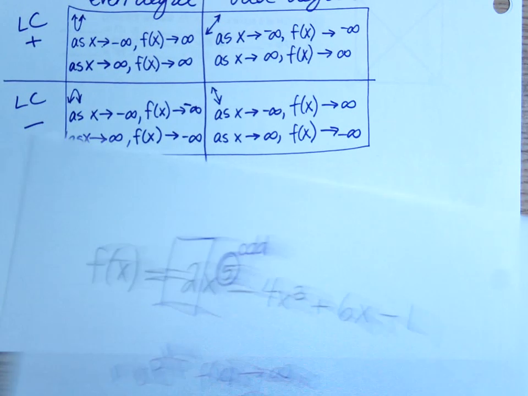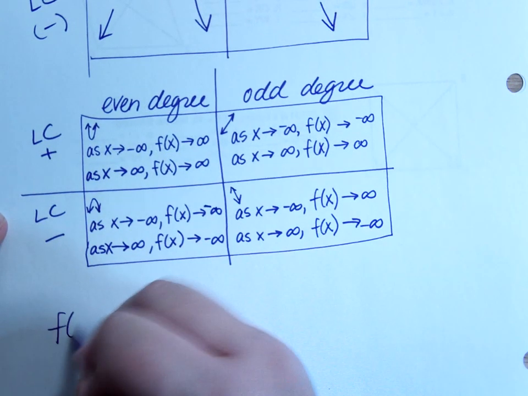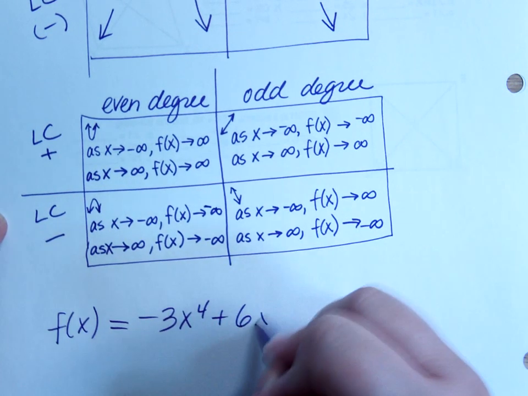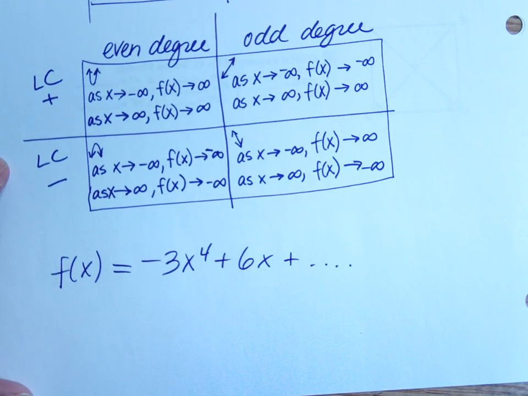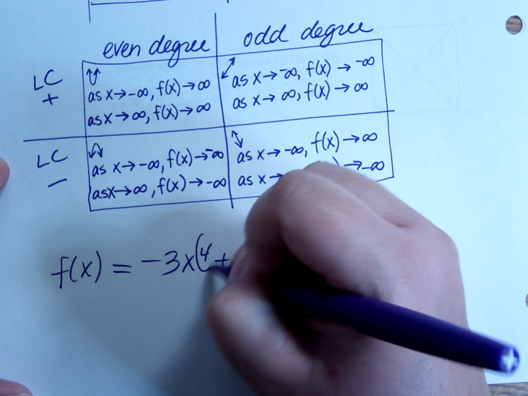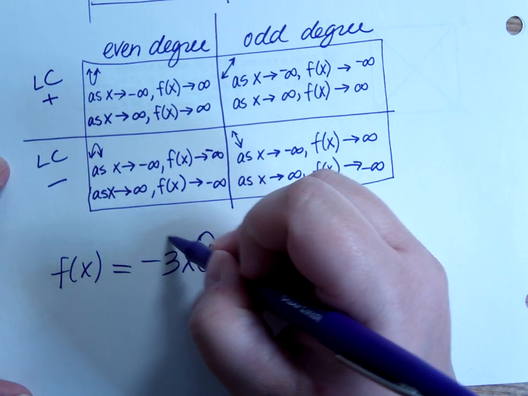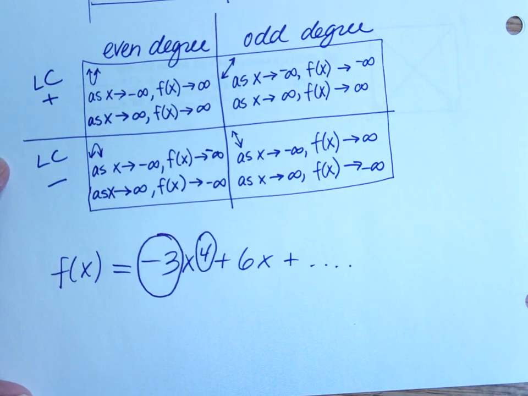All right, let's look for another one. Let's say my polynomial is this. It really doesn't matter what happens after the first term, right? Because all we want to know about is the degree of the whole polynomial. This is all assuming it's written in standard form, which means the biggest exponent is first. And we want to know the sign of the leading coefficient.